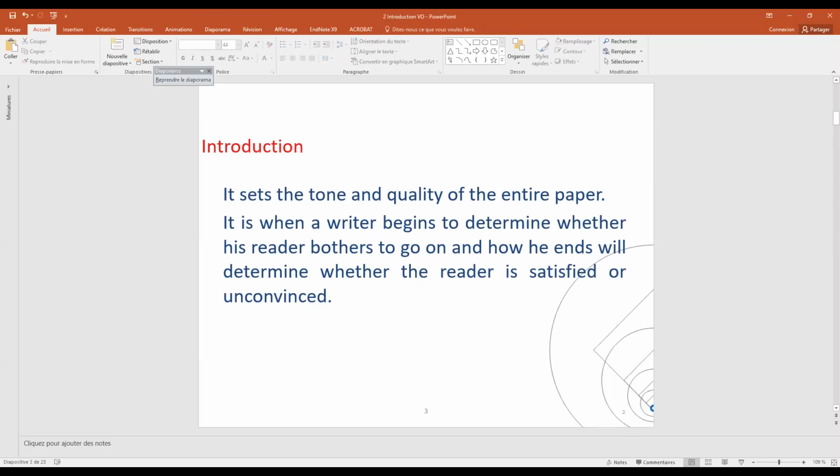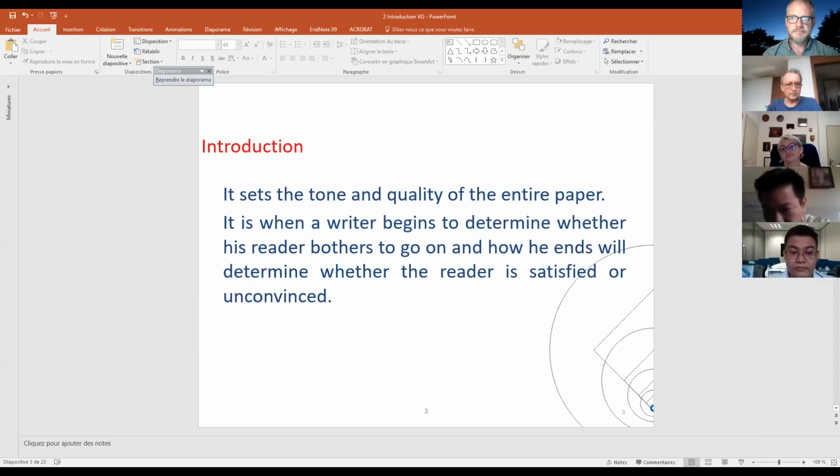Now the introduction sets the tone for the paper, it sets the quality for the paper, and it's when the writer, so you guys, begin to determine if the reader will continue reading and whether he's going to find it satisfactory, or whether he's going to think, it's not so good, I'm not going to continue anymore, because their introduction is badly structured, I don't know what they're doing.